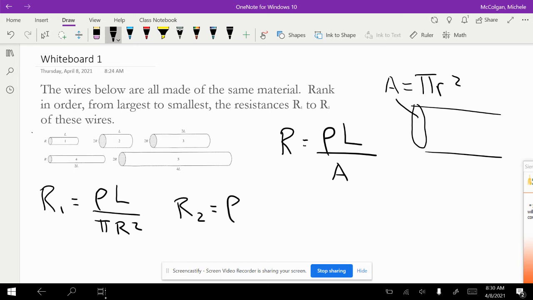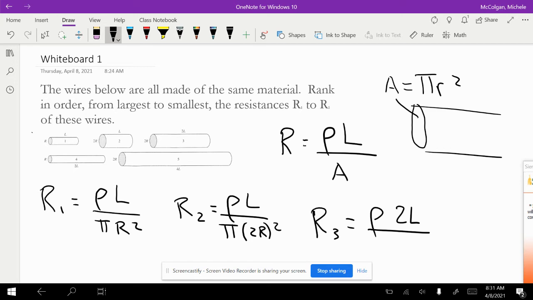If we look at R2, we're going to have the same rho, L, and then pi times 2R squared, right? Because my radius here is 2R. For R3, R3 is equal to rho, my length is 2L, and my radius is 2R, so I'm going to have 2R squared again.